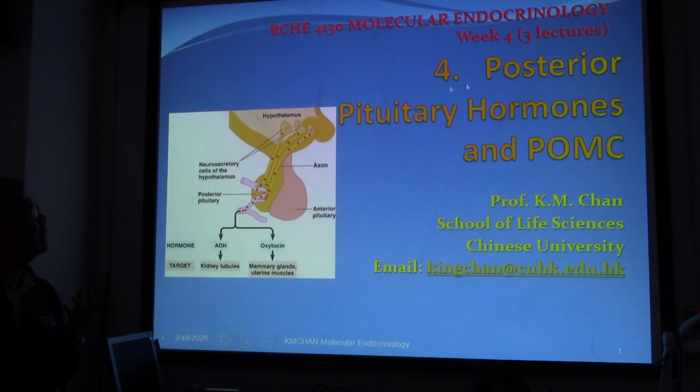Basically, the posterior pituitary hormones are from the neurons of the posterior pituitary gland. It also has effects on the kidney through ADH, antidiuretic hormone, sometimes known as vasopressin or arginine vasopressin. And the second hormone is oxytocin, which will control the mammary gland and also the uterine muscles for muscle contractions.